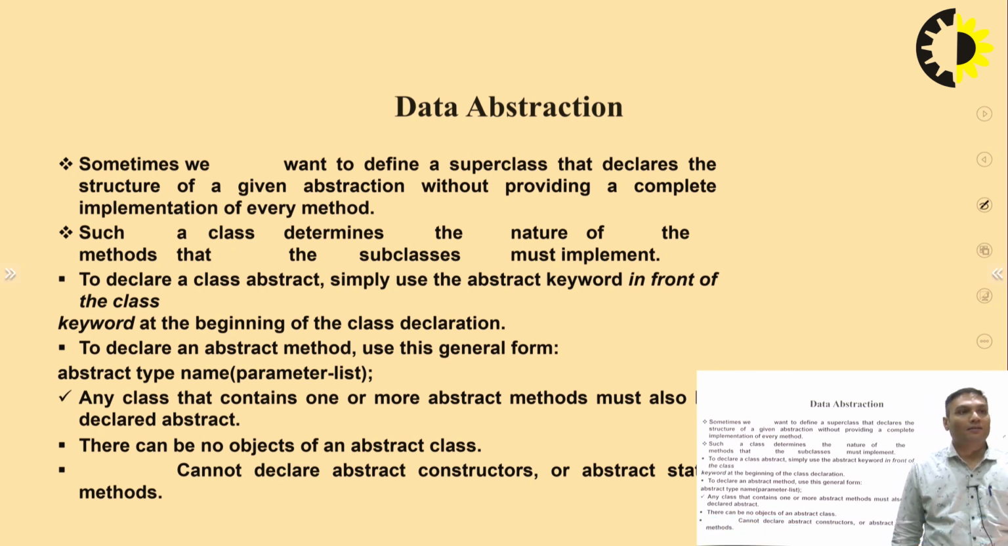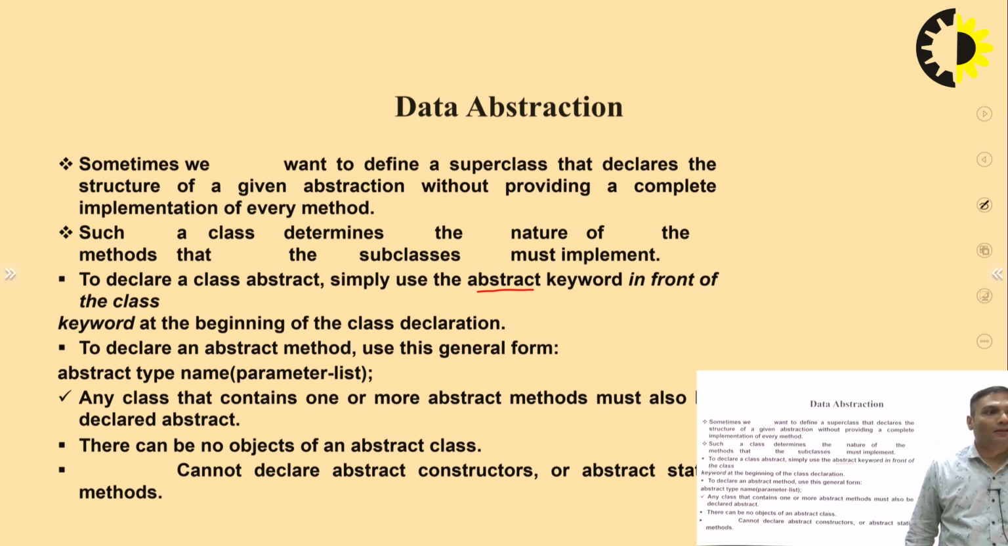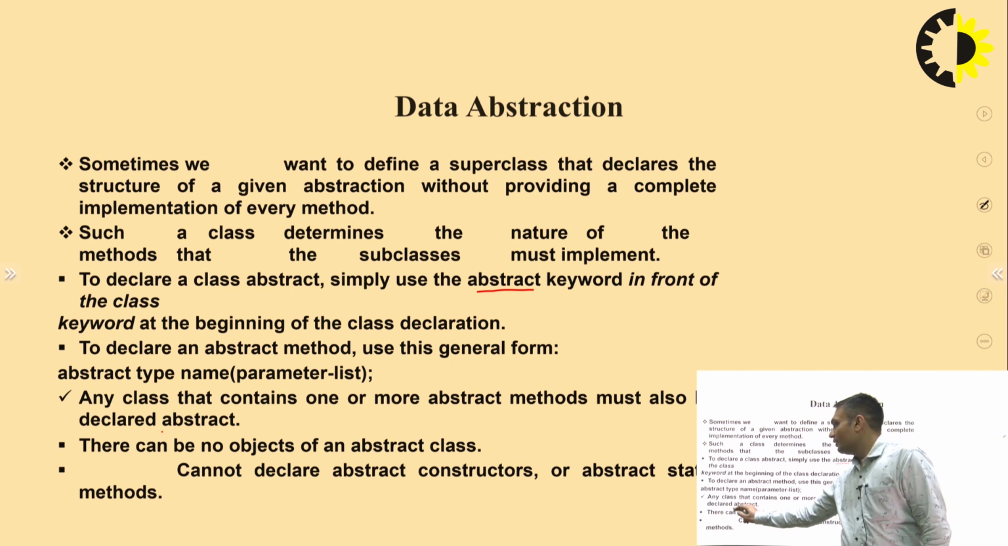So it is a class that determines the nature of the methods that the subclass must implement. To declare a class as abstract, we just need the abstract keyword in front of the class name, as we have seen in our previous example. We can't create an object of an abstract class, and any class that contains one or more abstract methods must be declared as an abstract class.